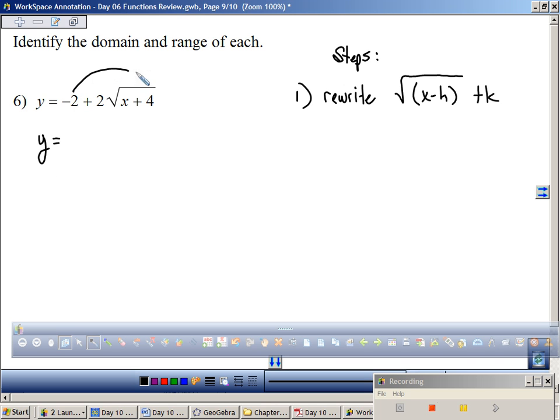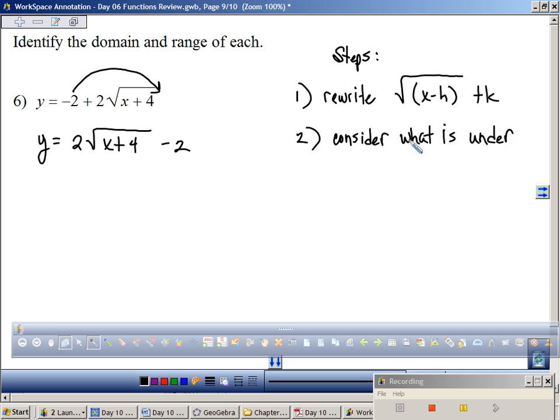Okay, so y equals. So I'm going to put this back there. So I have 2 times the square root of x plus 4 minus 2. Secondly, I need to consider what is under the radical sign.